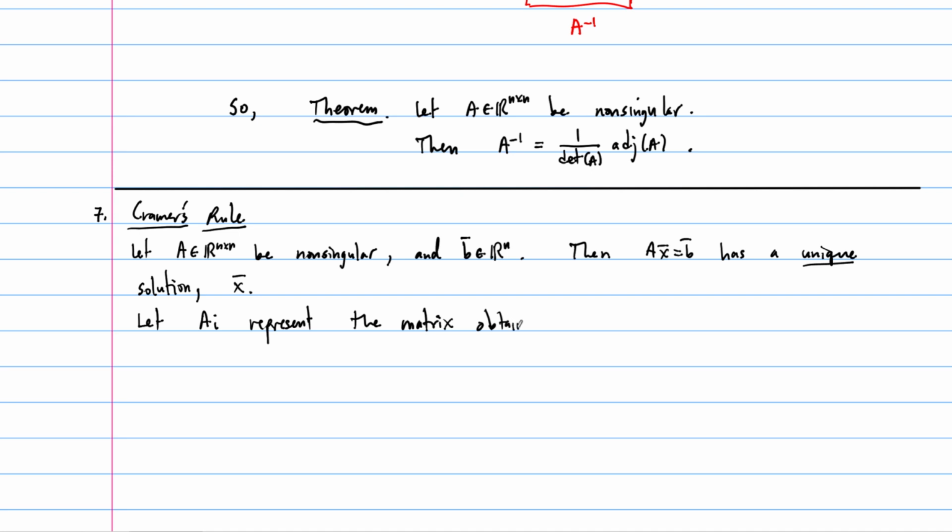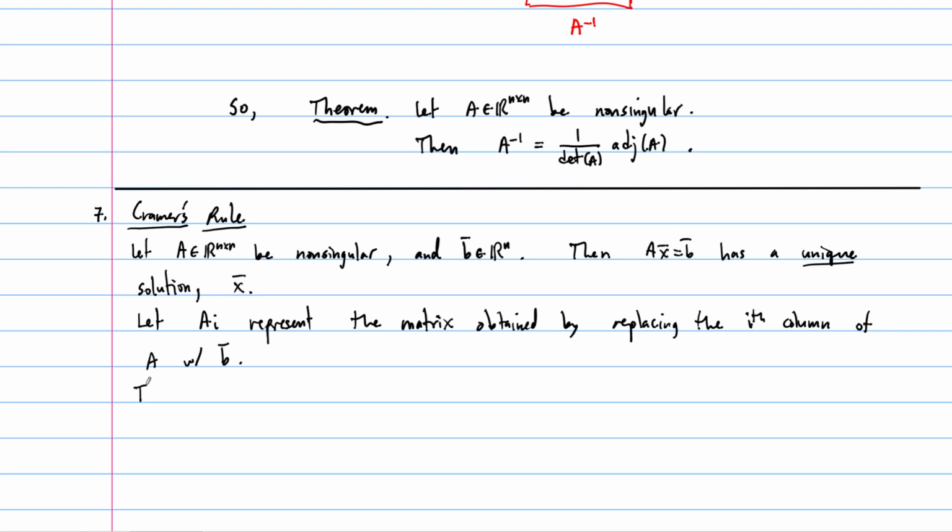obtained by replacing the ith column of A with the vector B from the right-hand side. All right, so A sub i is that new matrix with one column replaced by the column vector B, which is the right-hand side of our system.